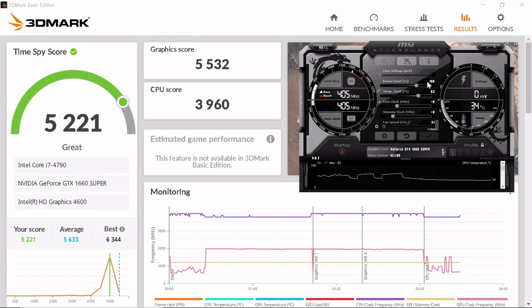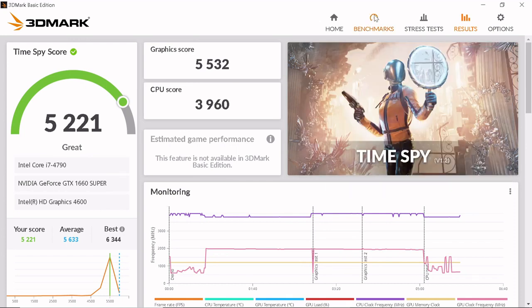As you can see, those are the stock benchmarks. Now we're going to undervolt to 75%. We're going to overclock the core at 100 and the memory clock at 750. Let's run the benchmarks again and see what we get.